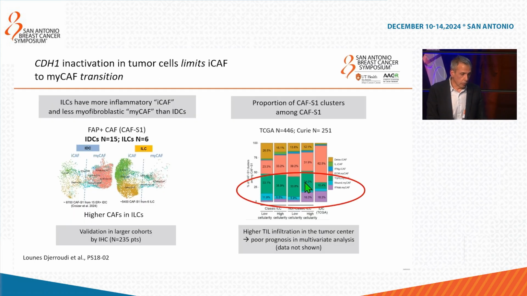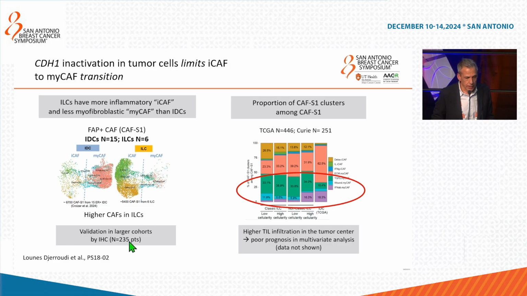So, very simply, they isolated those fibroblasts and compared the composition of those fibroblasts in lobulars as compared to ductals. Here the numbers are small, 15 ductals and 6 lobulars. But you can see from this graph that when you are lobular, you are enriched with iCAFs, I would say the good CAFs, and you have less of the bad guys, myCAFs, as you can see here.